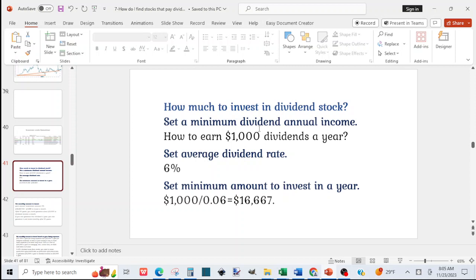So, how do you make $1,000 in dividend income a year? You can even start with that. And again, we'll use the 6% rate. So you take that dividend income for the year and you divide it by 6%, and that will give you $16,667 that you should have in your account invested in those 6% dividend income stocks for you to make $1,000 a year.